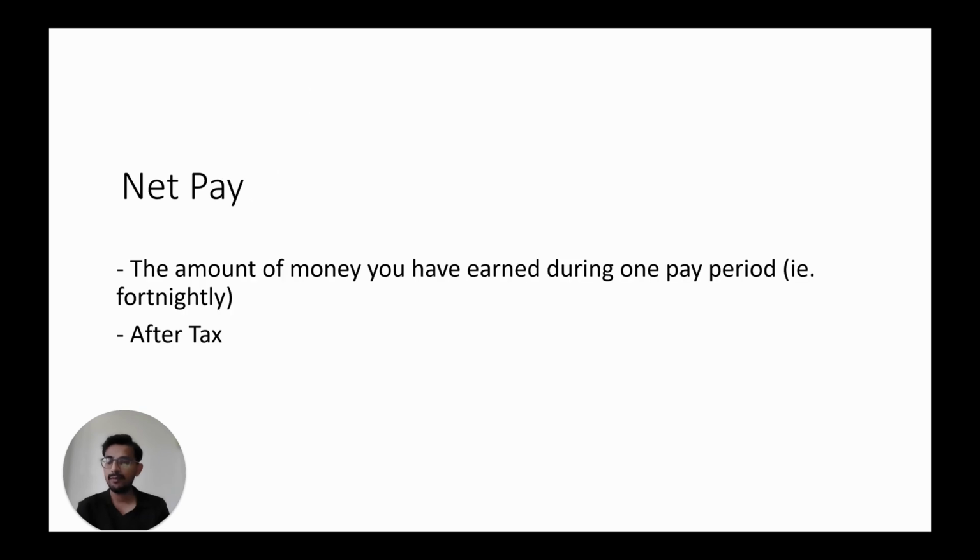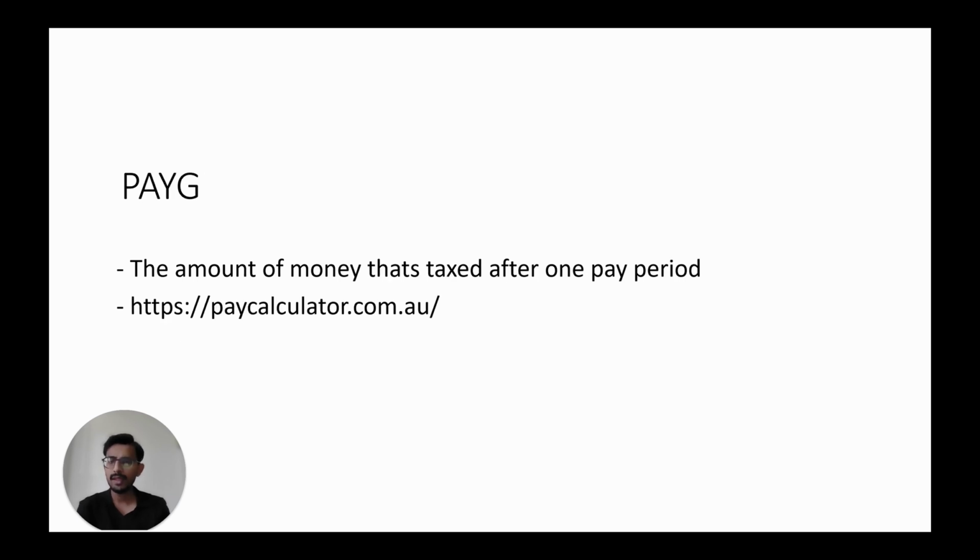You also have on your payslip your net pay. Your net pay is the amount of money that you have earned during one pay period, so that could be either weekly or fortnightly. Your net pay is usually the amount of money that is going straight into your bank account and that is already taxed. As I mentioned before, in Australia we pay pay-as-you-go tax, which is the amount of money that is taxed after one pay period. On the website paycalculator.com.au, it will help you calculate how much you will pay in pay-as-you-go tax depending on your salary and how much money you are making each week or fortnight.